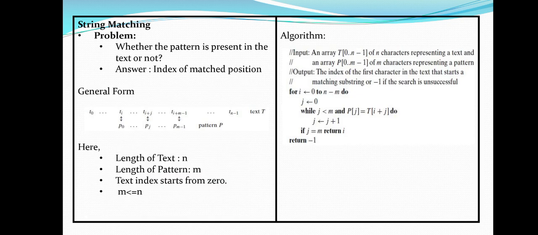Next we will see the algorithm. What is the input? The text and pattern are the input. The text length is n, which goes from 0 to n minus 1, and the pattern length is m.